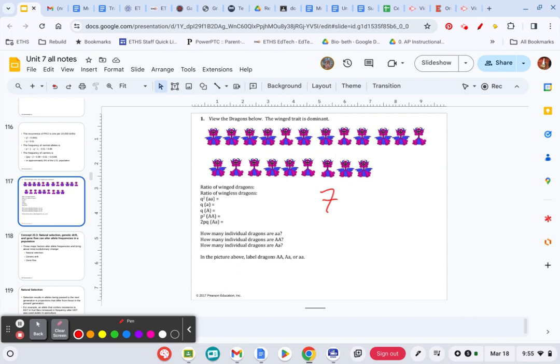So I said 7 out of 21 are going to be Q squared. So 7 divided by 21. Oh, that's not right. 7 divided by 21 equals 0.33.